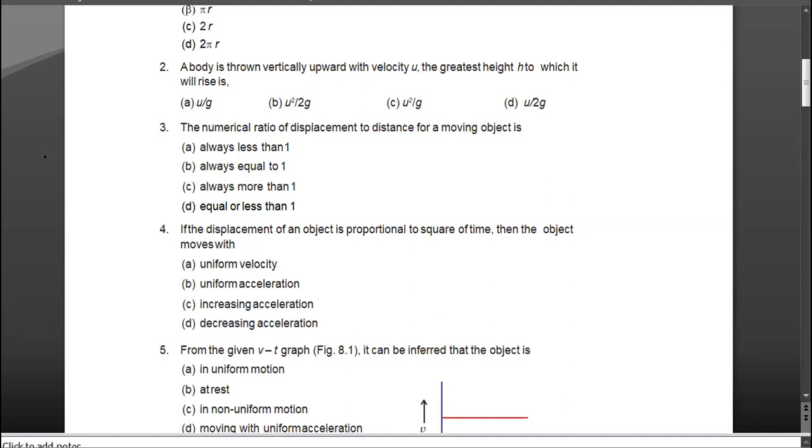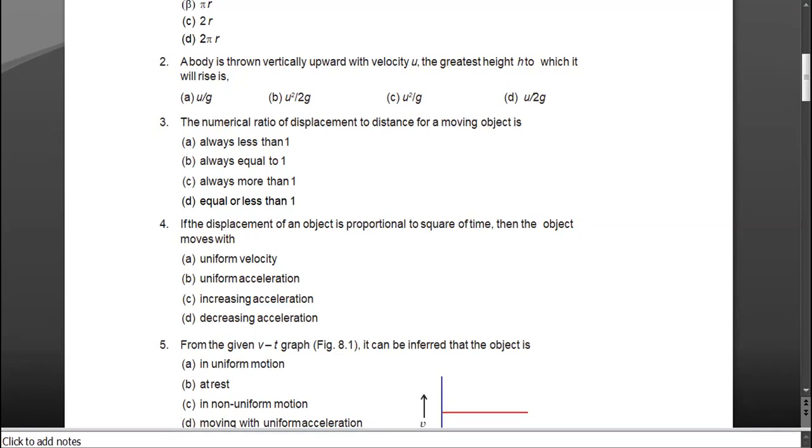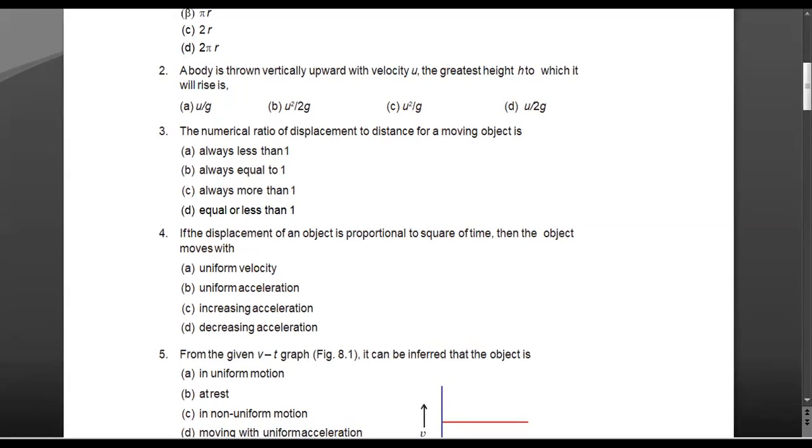Hamna, am I audible to you? Hello. Can you hear me, Hamna? Am I audible? You told me the second option is D. So why are you not replying? Okay, let me set it to you.